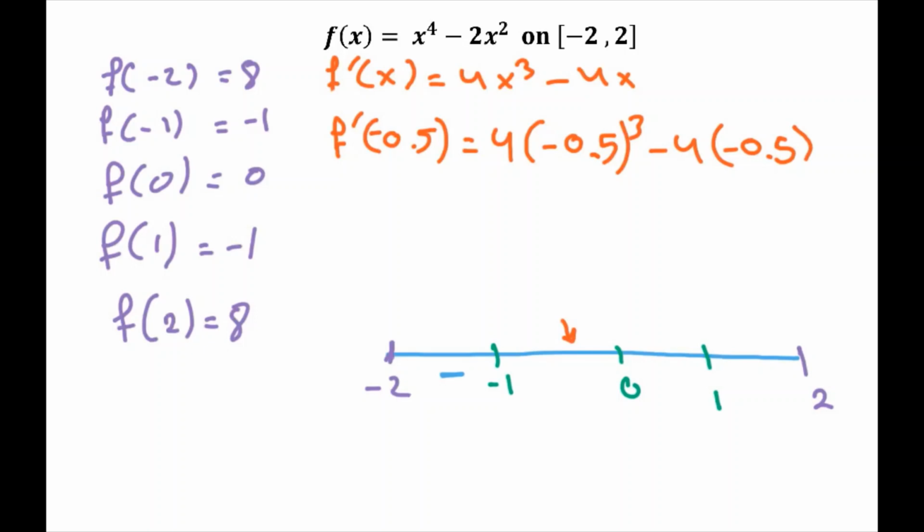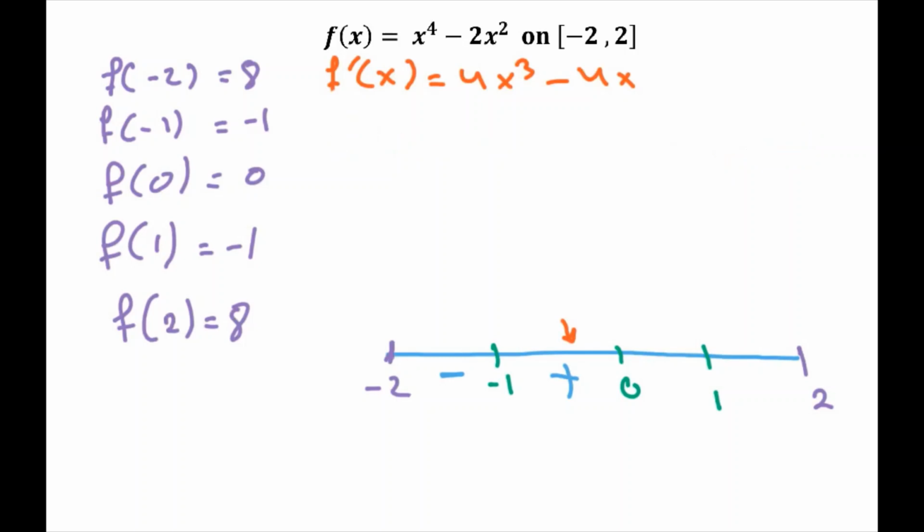Again, we don't care about the exact value. We need only the sign, and it's going to be positive. And then you can do the same with a point in between 0 and 1. You can try f prime of 0.5. Substitute it, and you will get a negative answer.